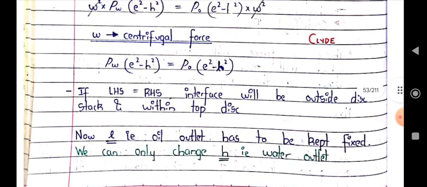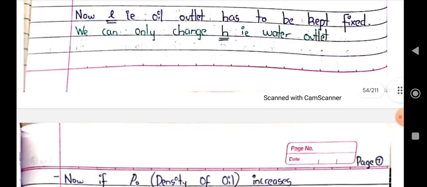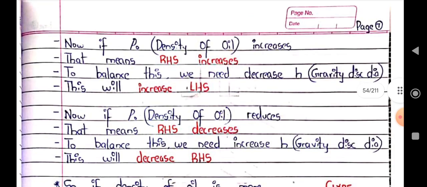If LHS is equal to RHS, the interface will be outside the disk stack and within the top disk. Now if the oil outlet has to be kept fixed, we can only change by using the water outlet. If the density of oil increases, that means RHS is increasing. So to balance this, we need to decrease the gravity disk. This will increase the LHS.